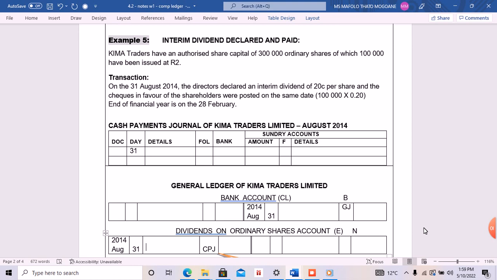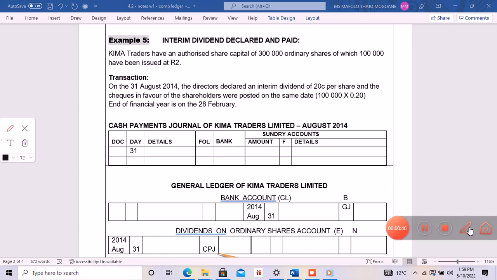They are saying that Kima Traders have an authorized share capital of 300,000 ordinary shares, of which 100,000 shares have been issued. The company has authorized shares of 300,000, while 100,000 shares have been issued at the price of 2 rand each. Now what I want us to discuss is how we are going to record the interim dividend adjustment that is given here.